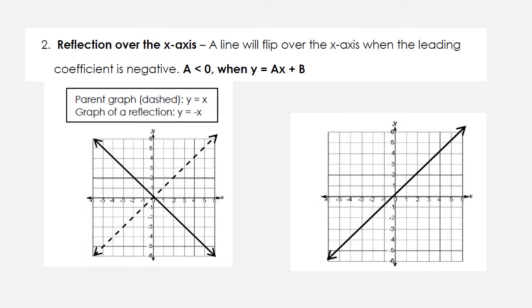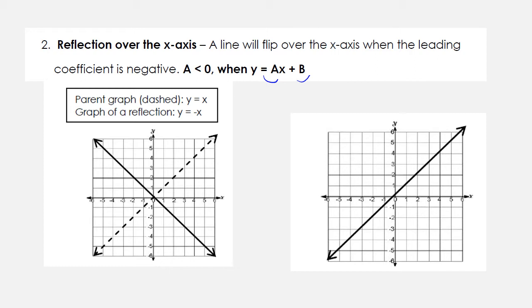Next thing we will do is to look at the a value in y = ax + b. Earlier, on the previous slide, we saw that b showed us to slide the graph up or down. A value now is going to tell us whether to flip the line over the x-axis or not. A value will also give us information about stretching and compressing.